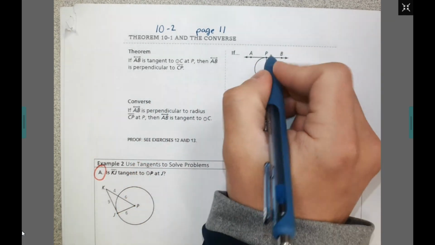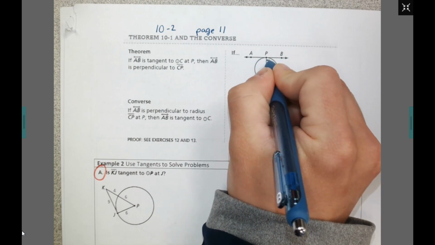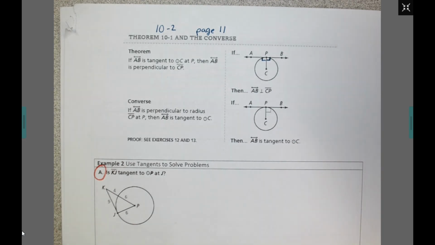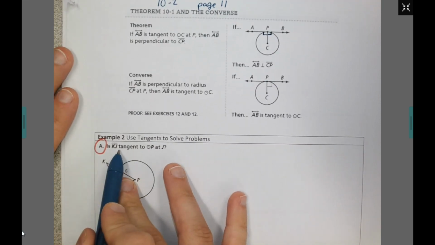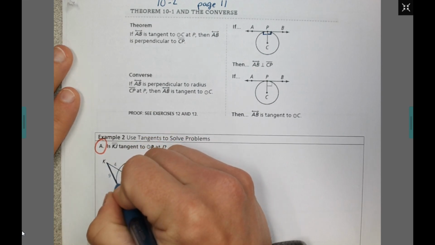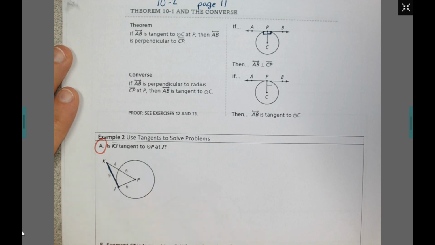So really what they're getting at here is that if we have a tangent to a circle, it's going to make a 90-degree angle with the radius at the point it touches the circle. And that's going to come into play for this first example we're going to look at. Example 2, they want to know, is KJ, this segment right here, tangent to circle P at J?